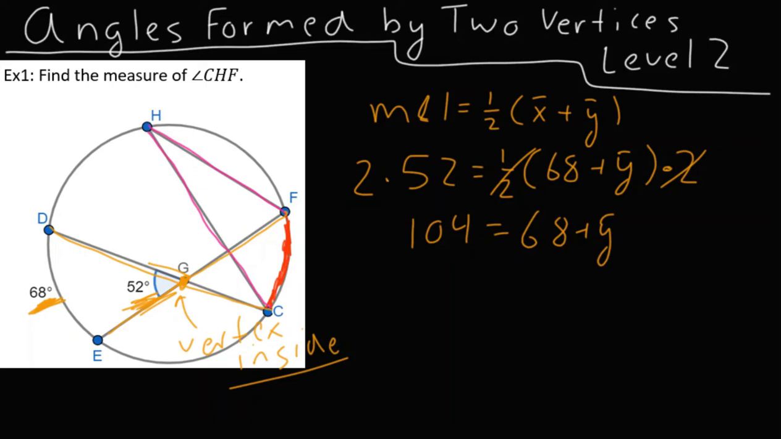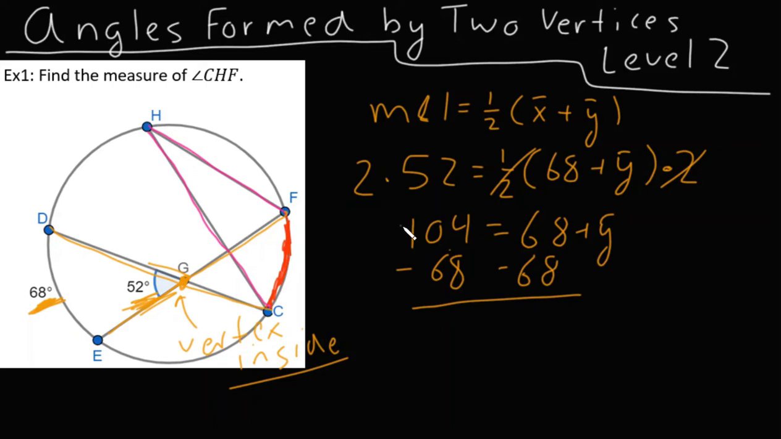Now from here it's relatively straightforward. Because these two things are being added, 68 plus arc Y, we're under the rules of addition and subtraction. And in order to get rid of a positive, we essentially need to subtract, or show the opposite, a negative. And if I subtract 68 from the right side, of course I have to subtract 68 from the left side.